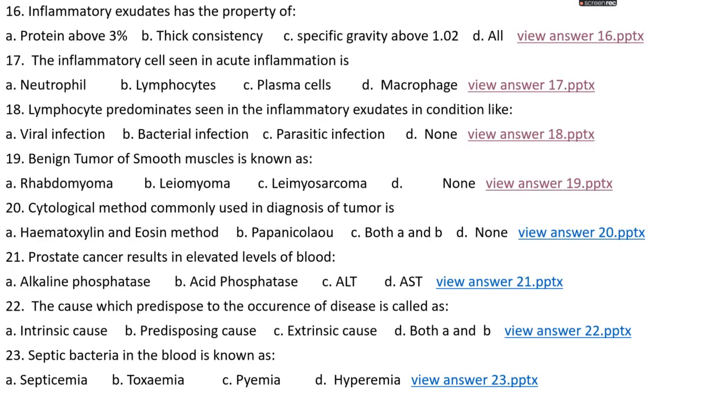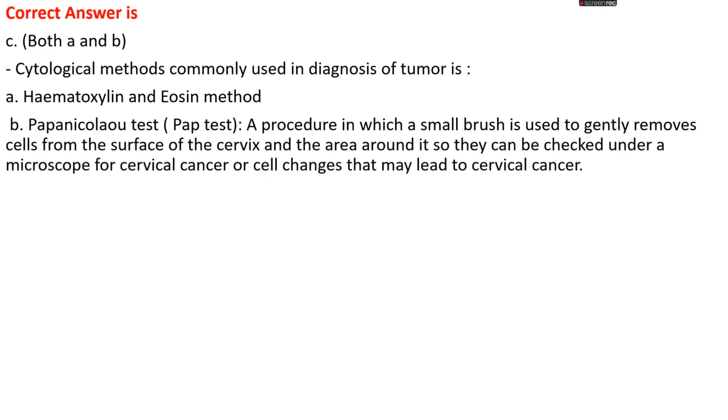Question number 20. Cytological methods commonly used in diagnosis of tumor is option A, hematoxylin and eosin method, option B, Papanicolaou, option C, both A and B, option D, none. The right answer is option C, that is both A and B. Cytological methods commonly used in diagnosis of tumor are both hematoxylin and eosin method and Papanicolaou test, that is PAP test.